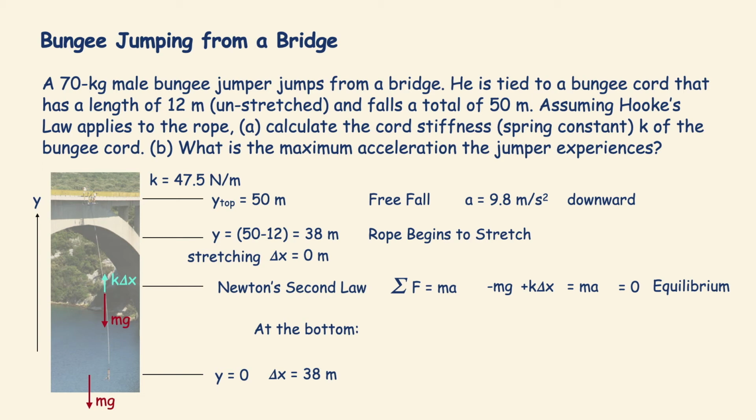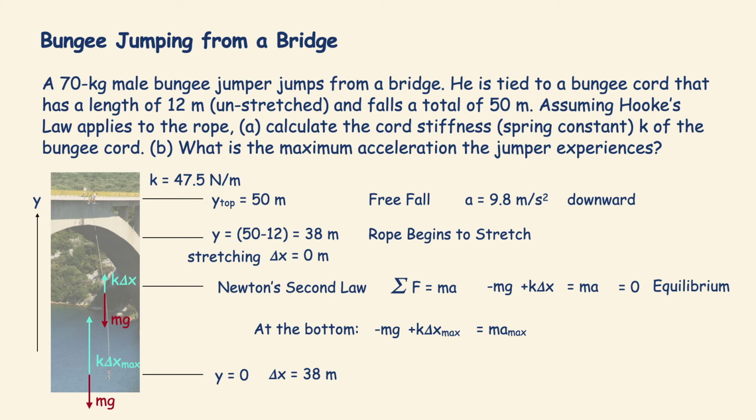I will have still the same amount of gravitational force, mg, but now the elastic force of the cord will have increased proportionally to the stretching of the bungee cord. So it will be k delta x, and that will be the maximum stretching, so that will correspond also to the maximum elastic force that I will see during the entire jump. Newton's second law here gives me minus mg plus k delta x max, this is the maximum stretching, will have to be equal to ma.